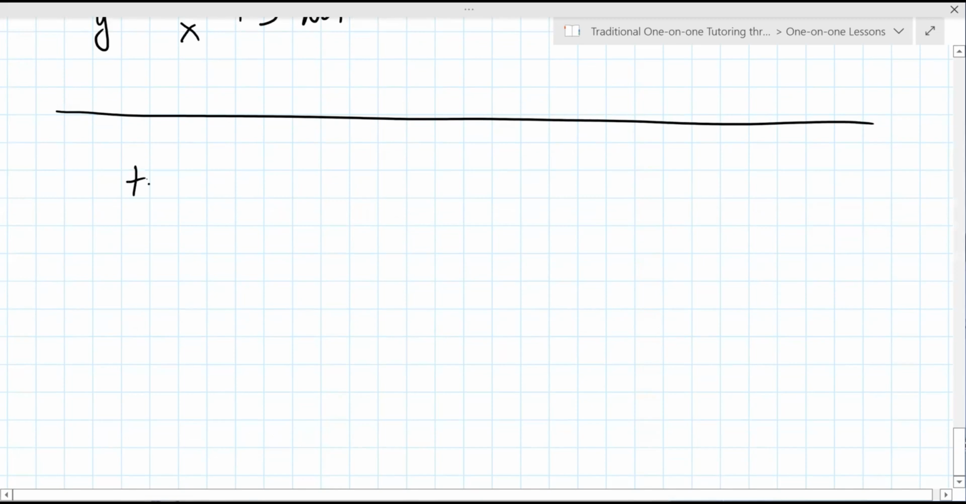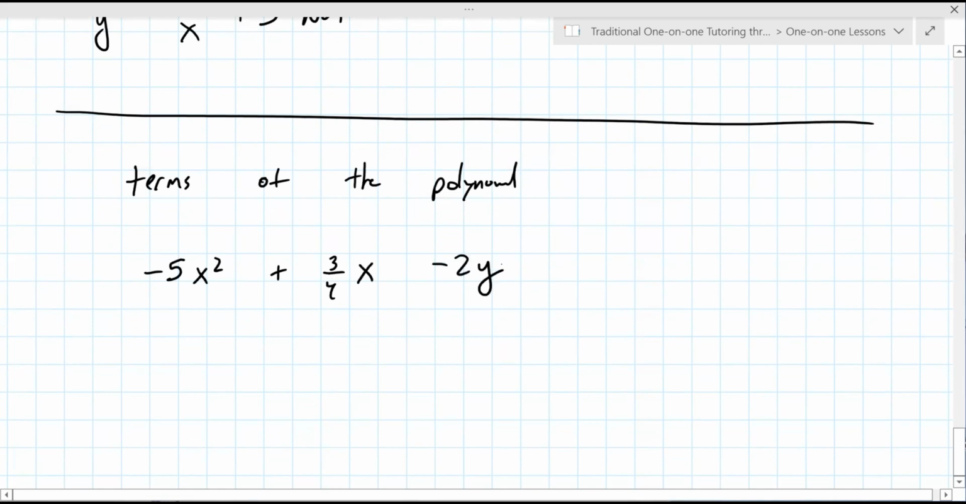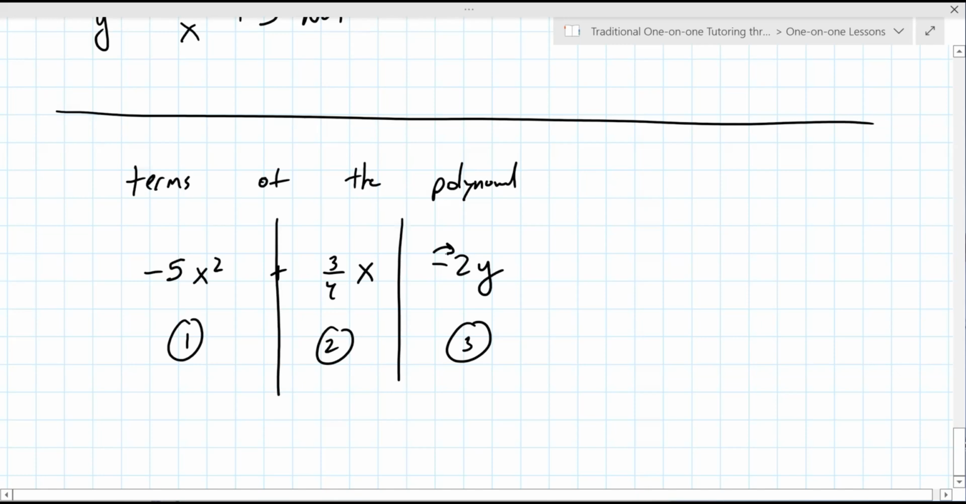So now we talk about the terms of a polynomial. Let's say it's minus 5x squared plus 3/4 x minus 2y. There are 1, 2, 3 terms. Terms are separated by a plus or a minus. The minus, though, goes with the term. So the terms of the polynomial here would be minus 5x squared, comma, 3/4 x, comma, minus 2y.